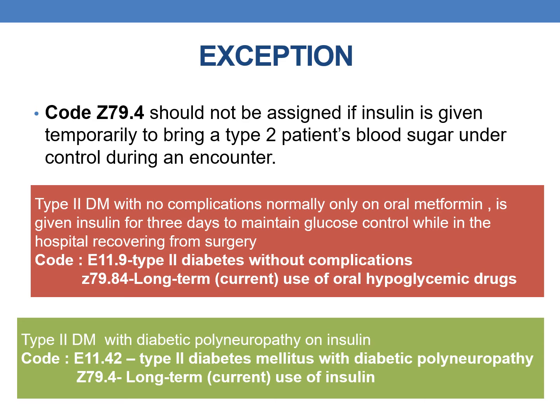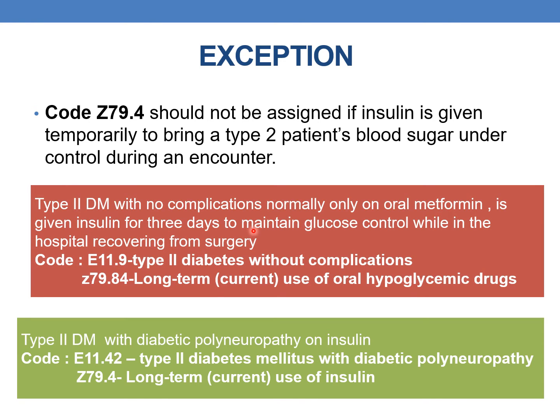Now coming to exceptions, code Z79.4 should not be assigned if insulin is given temporarily, that we have discussed earlier, to bring down type 2 patients' blood sugar under control during an encounter. Let us see an example. Type 2 diabetes without complications, normally only on oral metformin, is given insulin for 3 days. Here, usually he is on oral metformin, but insulin is given for 3 days to maintain glucose control while in the hospital recovering from surgery.